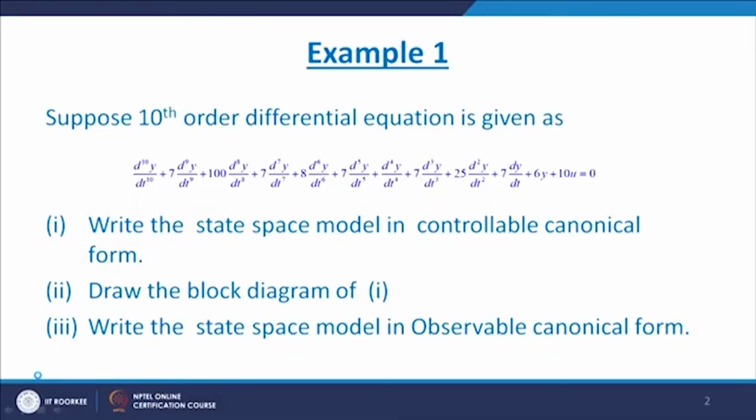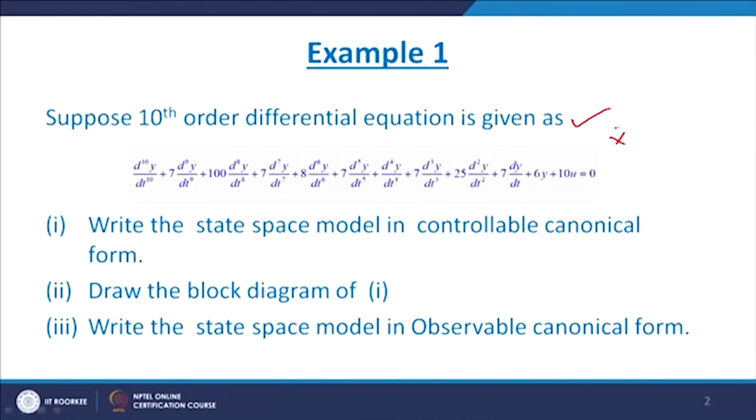Start with example 1. Suppose a 10th order differential equation is given. Our main purpose is to determine the model of this differential equation in state space form, x dot equal to Ax plus Bu. Second, we have to draw the block diagram for this, and third, we are required to write the state space model in controllable canonical form and also in observable canonical form.